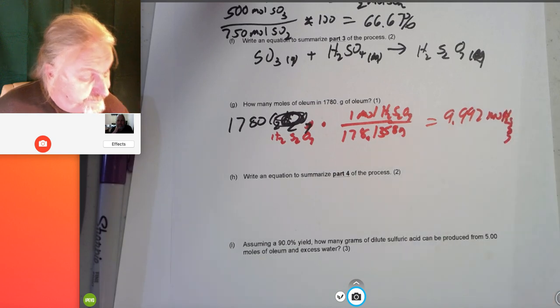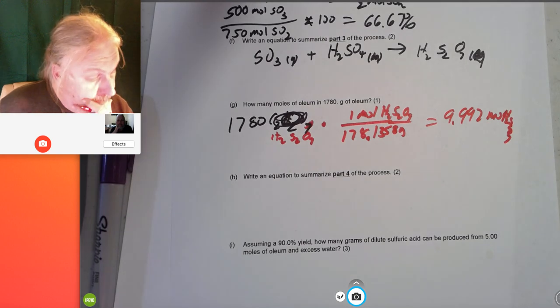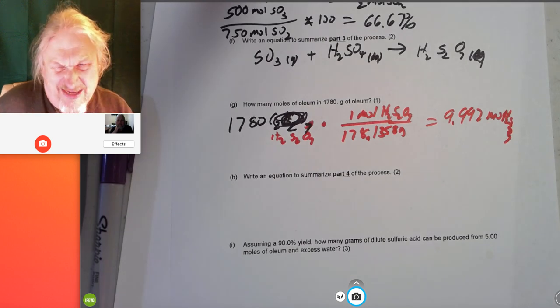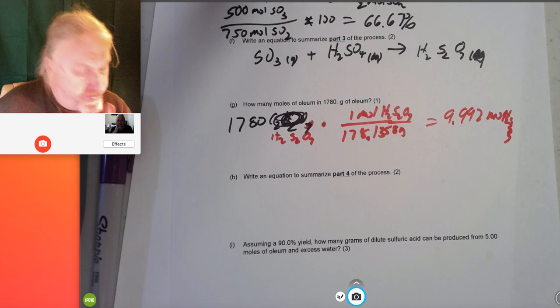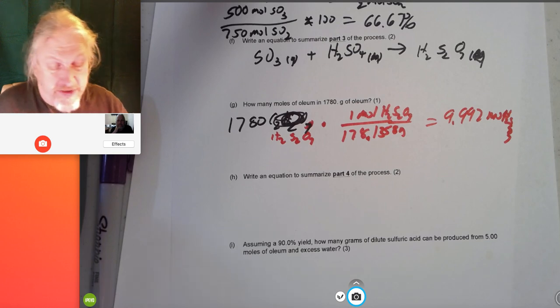Write an equation to summarize part 4. Let's look at part 4. The oleum is then dissolved in water and it'll produce dilute sulfuric acid. Dilute sulfuric acid. I don't know what just happened. Let's pause.